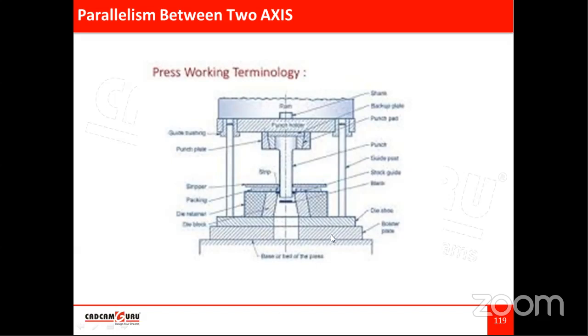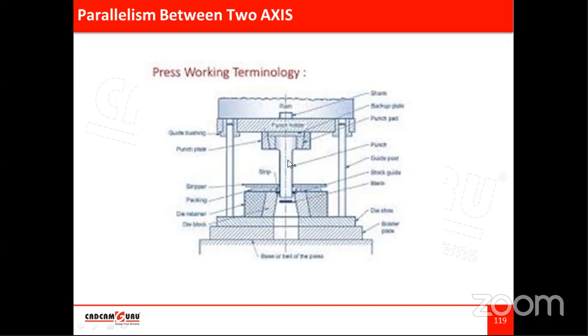But what is important here? Alignment of this axis. You can see this axis. This punch is moving up and down. Every time it is coming down, there should not be any misalignment of this axis. It may happen that if there are no guide pillars, while coming down it may get shifted. So definitely there will be error in the component or in the process. So this alignment should be ensured.